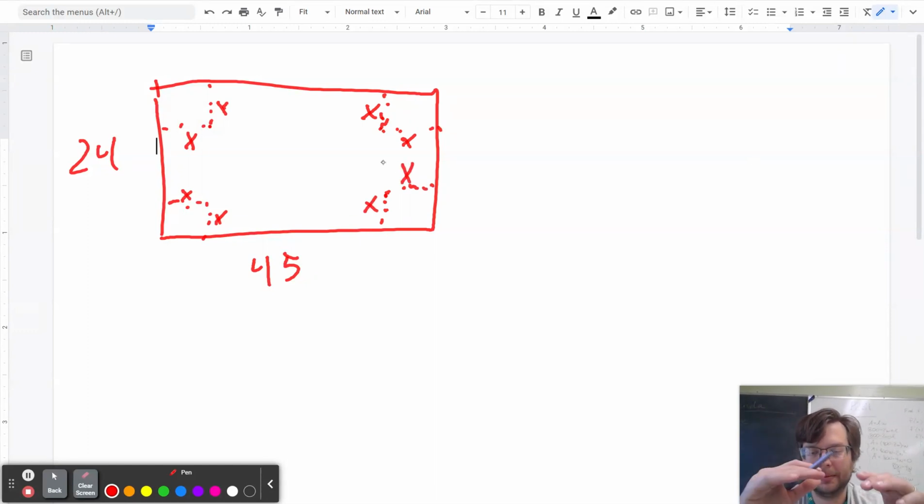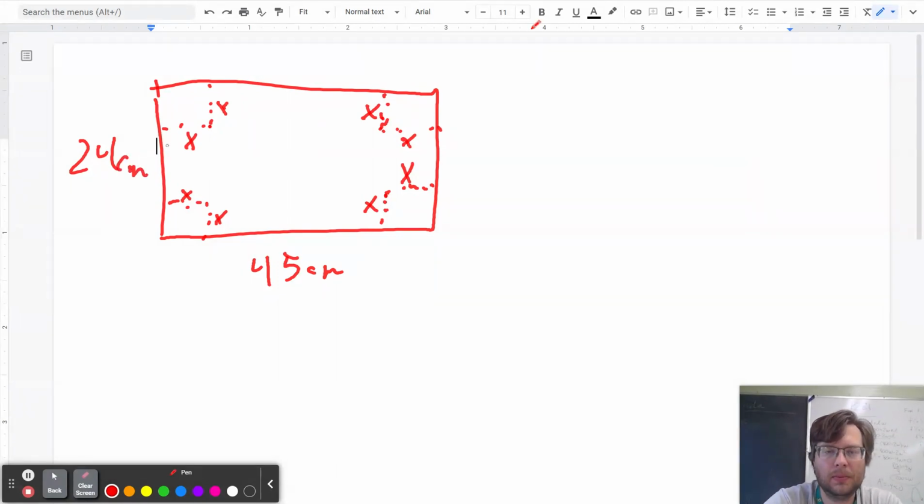And you can see how this would make a nice little box. It doesn't have a top, but you can still cut the corners out and then fold it up, and you've got a nice little box shape there. And what I want to know is the largest volume and what the dimensions are. These are measured in centimeters here.